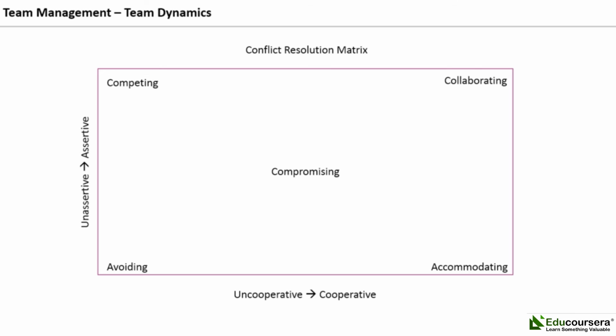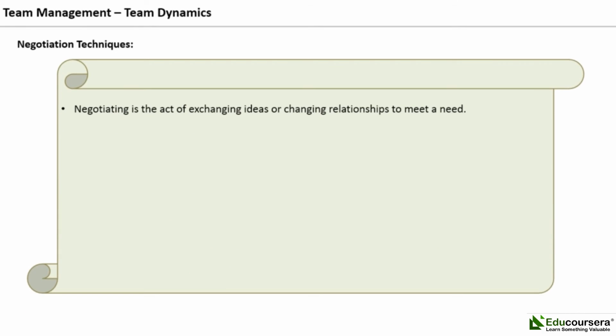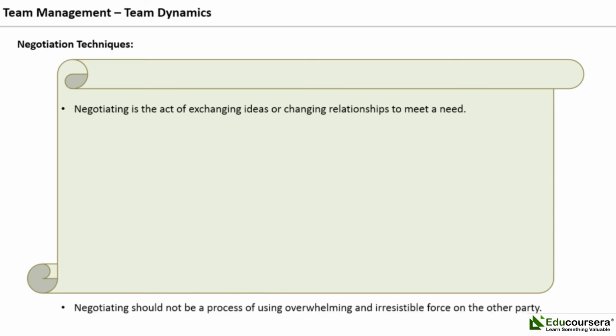Compromising is used when two opponents have equal power and the goals are not worth the effort or disruption of mutually exclusive solutions. Negotiation techniques. Negotiating is the act of exchanging ideas or changing relationships to meet a need. As common and as important as negotiating is in everyday life, most people learn to negotiate through trial and error.